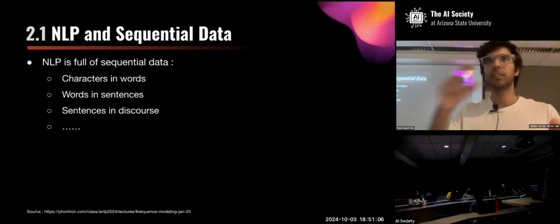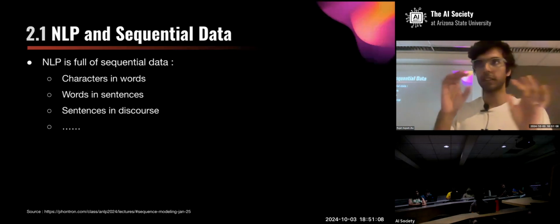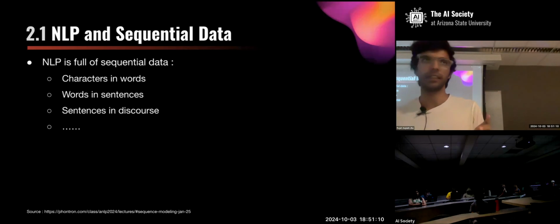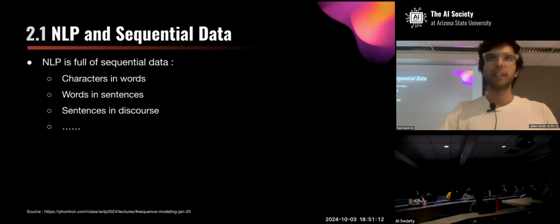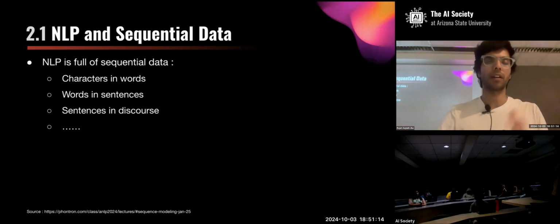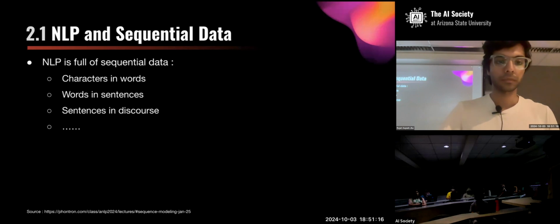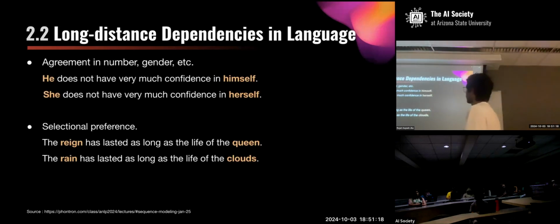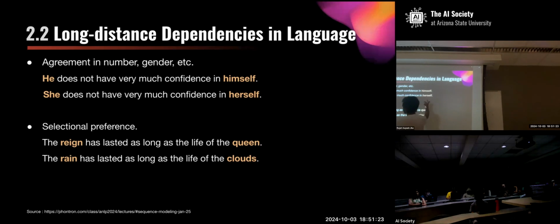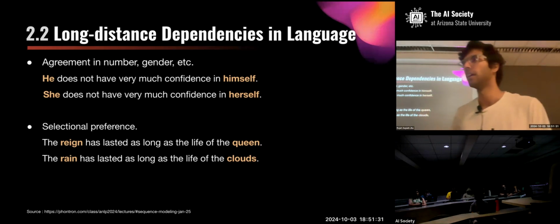Similarly, the words in a sentence, right? There is a proper structure to any sentence that we see. And similarly sentences in a paragraph or discourse and so on. And as I said, this is one of the examples of long distance dependencies. He does not have very much confidence in himself. So himself and he are dependent. It refers to the same person in the sentence.